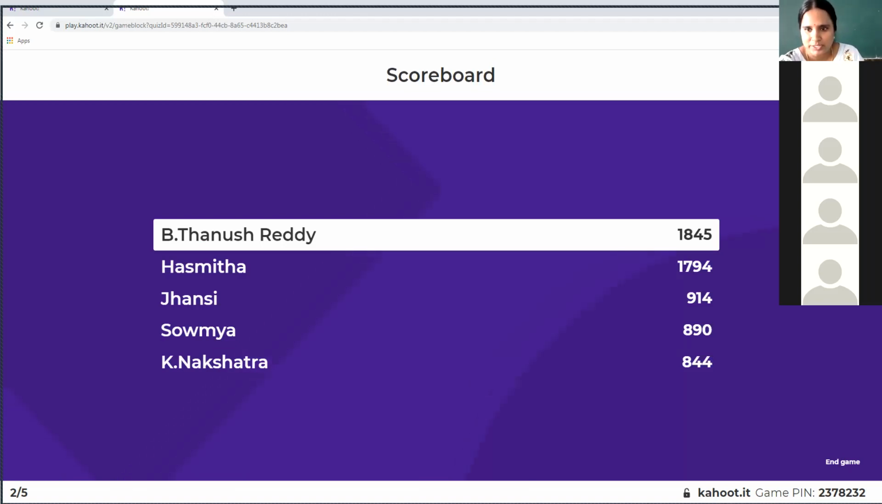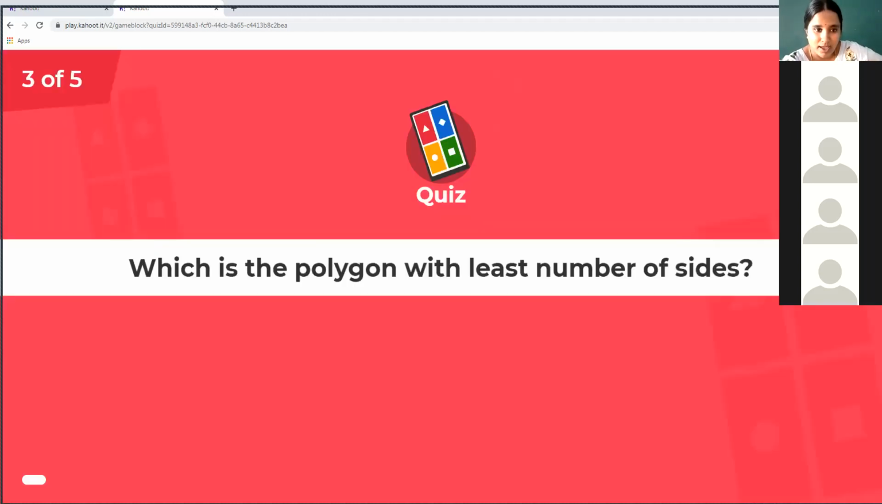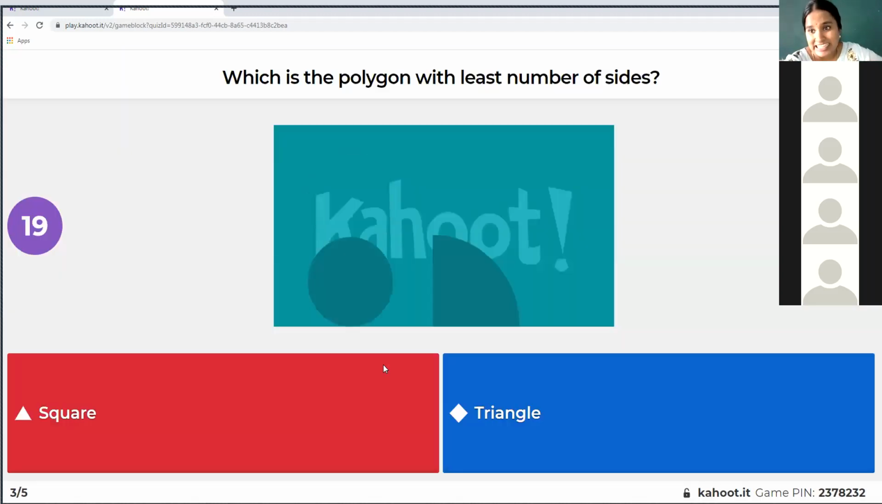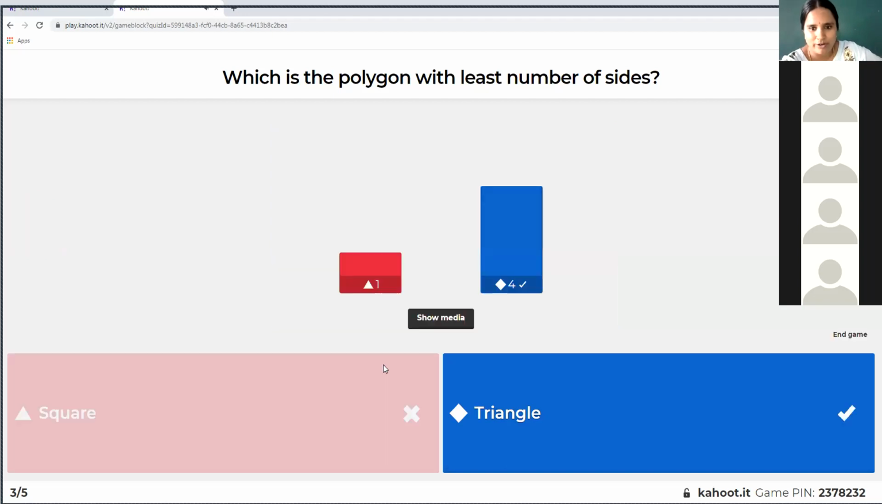So next question. Which is the polygon with least number of sides? 1 answer, 2, 3, 4. Wow, 4 of you have given the correct answer. I appreciate that. Our answer is triangle. The number of sides of the triangle are 3, isn't it? So that is the polygon with least number of sides.